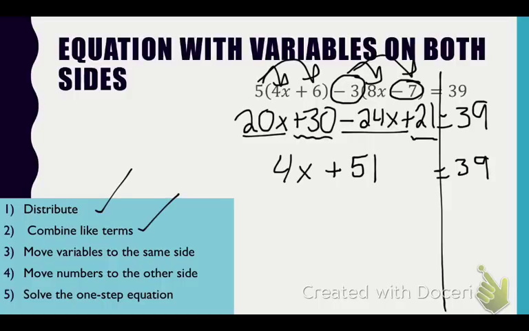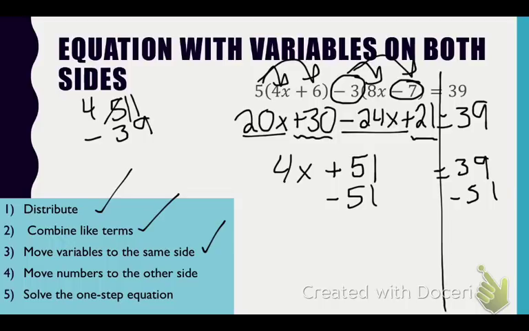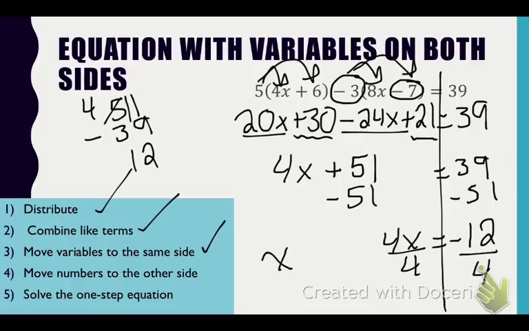Now I need to move variables to the same side. Well, good news, they're already on the same side. Now I need to move numbers to the other side. So I'm going to subtract 51 from both sides. Just like before, 39 minus 51, I can think of as 51 minus 39. Okay. And it's negative, so 4x equals negative 12. Divide by 4. x equals negative 3.